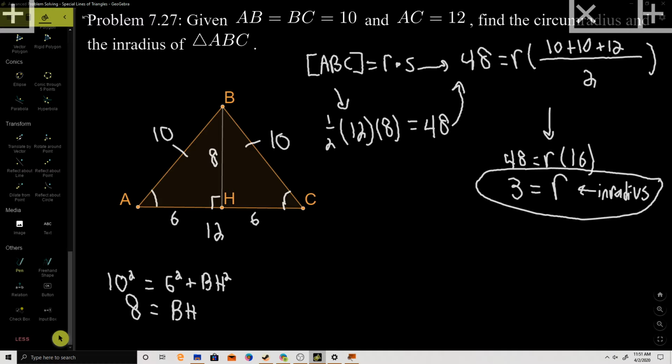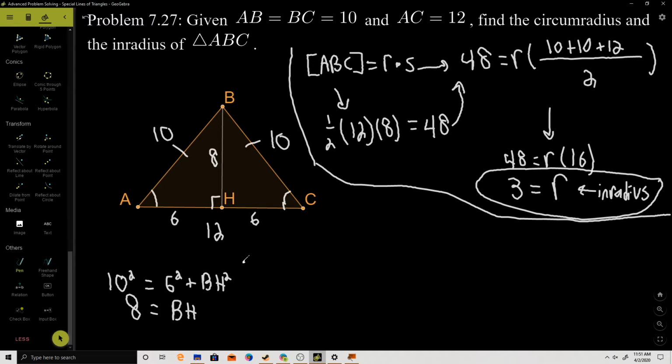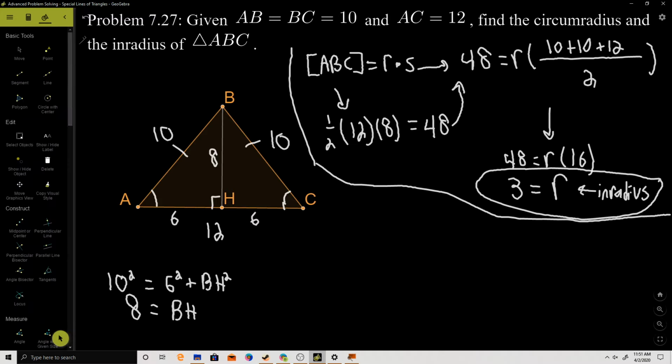So again, if you're trying to solve these problems, think about what you're trying to find, and then look back at the lessons and try to think about the different formulas or theorems that we discovered and how they might help you find it. So, from here, now we have to find the circumradius. So, how can we go about finding that?